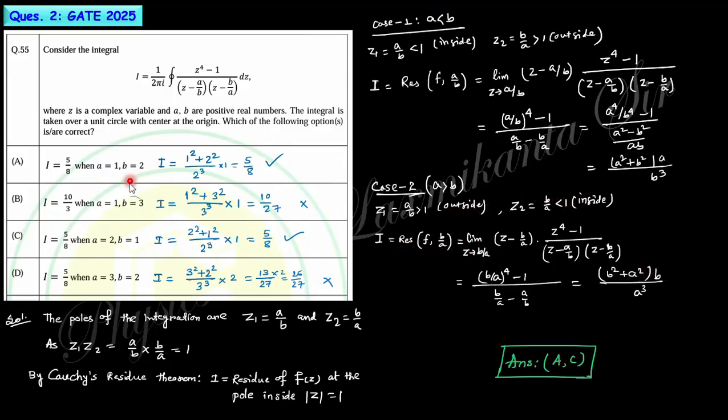So when a is less than b, you just put this value here, and you can see this is 5/8, which is satisfied. For this one, you just get 10/27, which is not satisfied. For a greater than b, case 2, put this expression here, and this will be 5/8, which is satisfied here, and this is not satisfied. So options A and C will be the answer of this question.